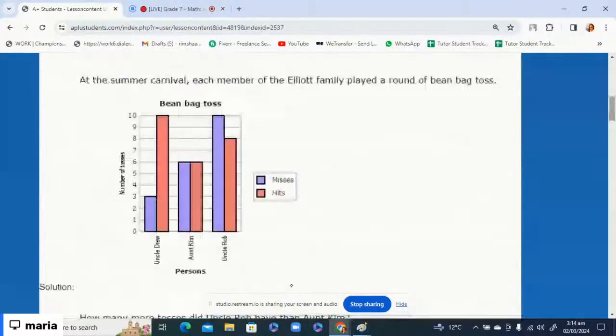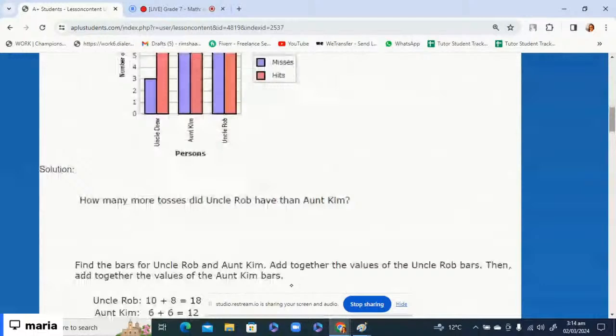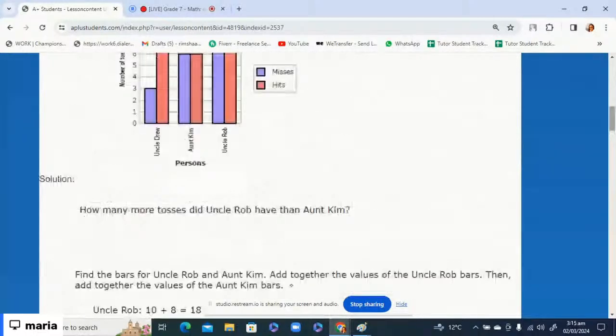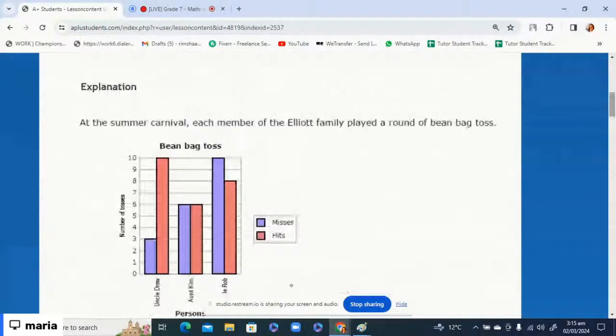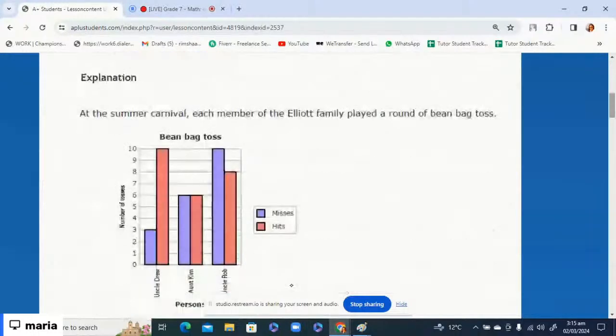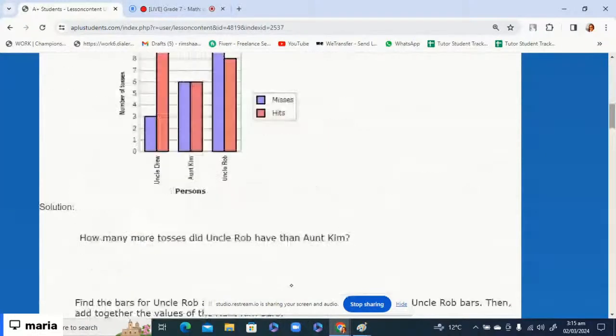And now for Aunt Kim, look at here, it's 6 and 6, both of them. So 6 plus 6 is 12. Now we're subtracting, because what we want to find is how many more tosses Uncle Rob had than Aunt Kim. So that's why we are going to subtract. When we subtract 18 minus 12, the answer is 6. So it means that Uncle Rob has 6 more tosses than Aunt Kim.